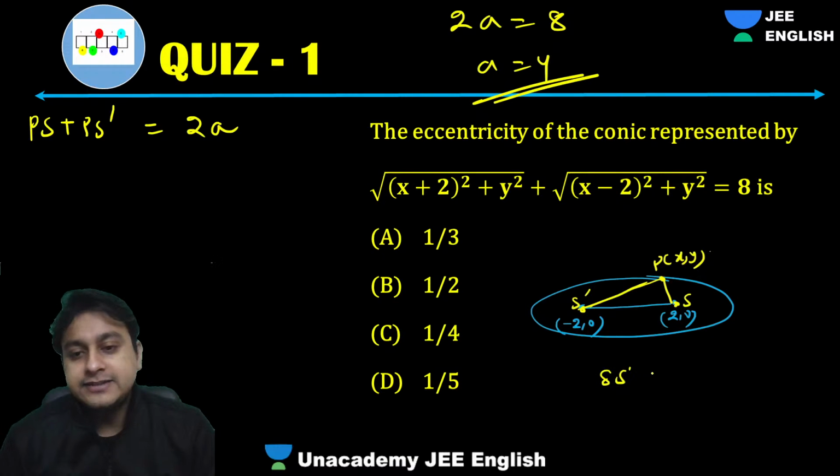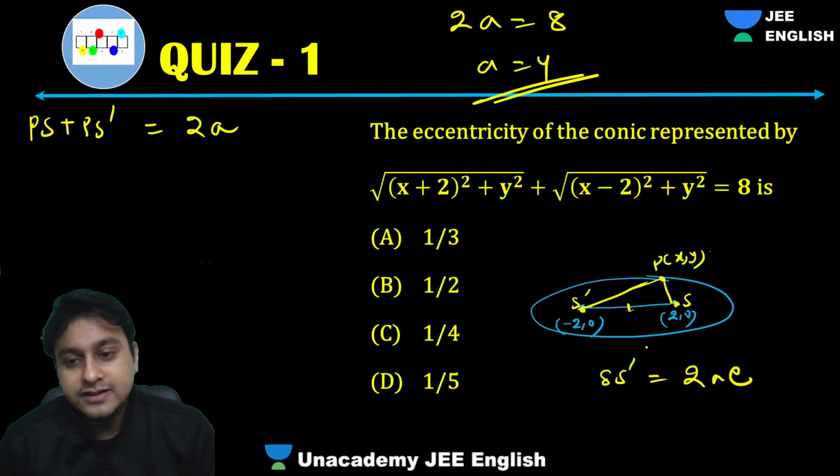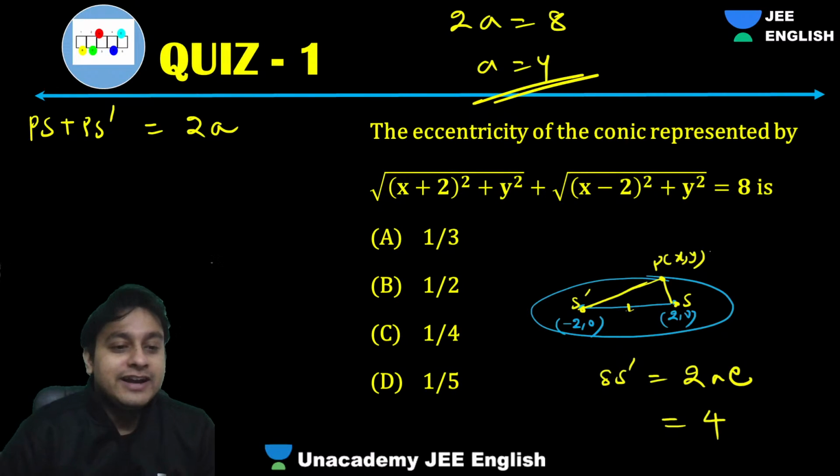S dash is 2ae, because this is from the center ae comma 0. This is also minus ae comma 0, right? So we can say 2ae is nothing but the distance between them, which is obviously looking as 4, right? That's coming as 4. So guys, what do we get from here?